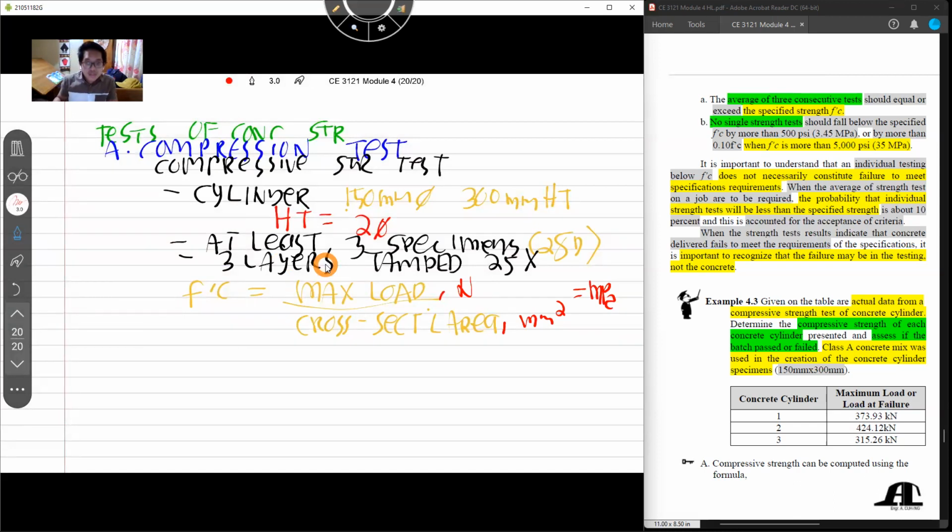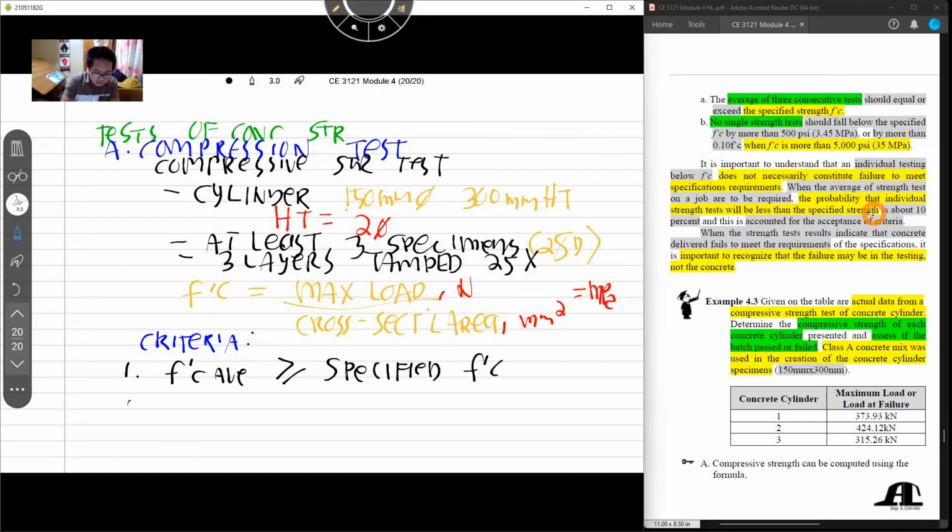Tapos meron tayong job specification class. Kumbaga paano natin ma-assess class of pass or fail. So meron tayong tinatawag class na criteria. So dito natin i-compare class yung results. Okay? So dalawa lang yan class. Number 1. Dapat class yung average strength ng tatlo class should be greater than or equal to yung specified. So yung specified class, again, kukunin natin dito sa table 4.1. Depende sa mix yan class. Yan. Okay. Dalawa lang yung criteria natin.